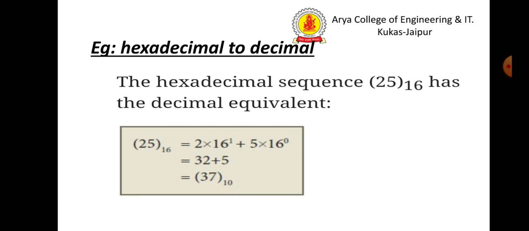Now the hexadecimal to decimal example. Here we multiply the digits by powers of 16. Again here we put the powers from right to left. For 5 it is 16 raised to power 0 and for 2 it is 16 raised to power 1. So the decimal equivalent is 37 base 10.